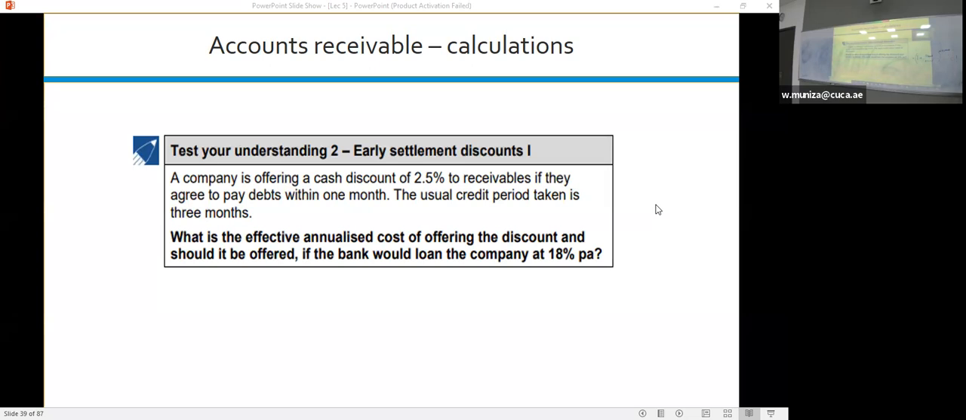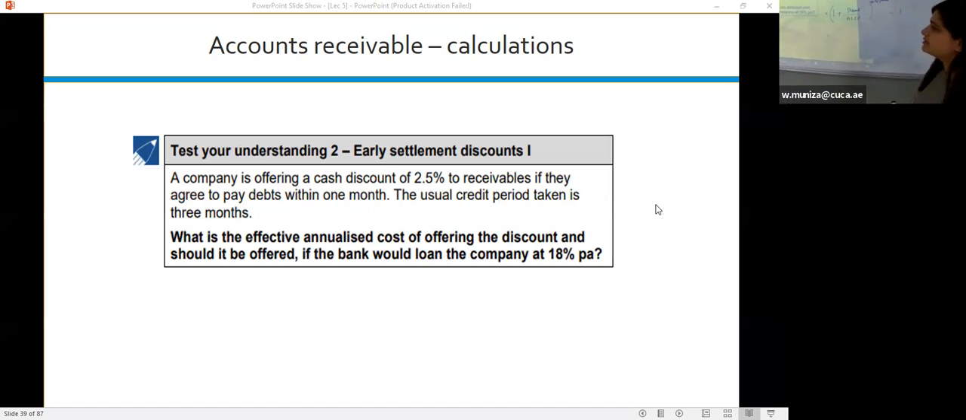The -1 is separate. Now the company is offering a cash discount of 2.5% to receivables if they agree to pay the debts within 1 month. The usual credit period taken is 3 months. So 1 plus discount is how much? 2.5% divided by amount left to pay. If a 2.5% discount is given, the amount left to pay will be 97.5. Got it?